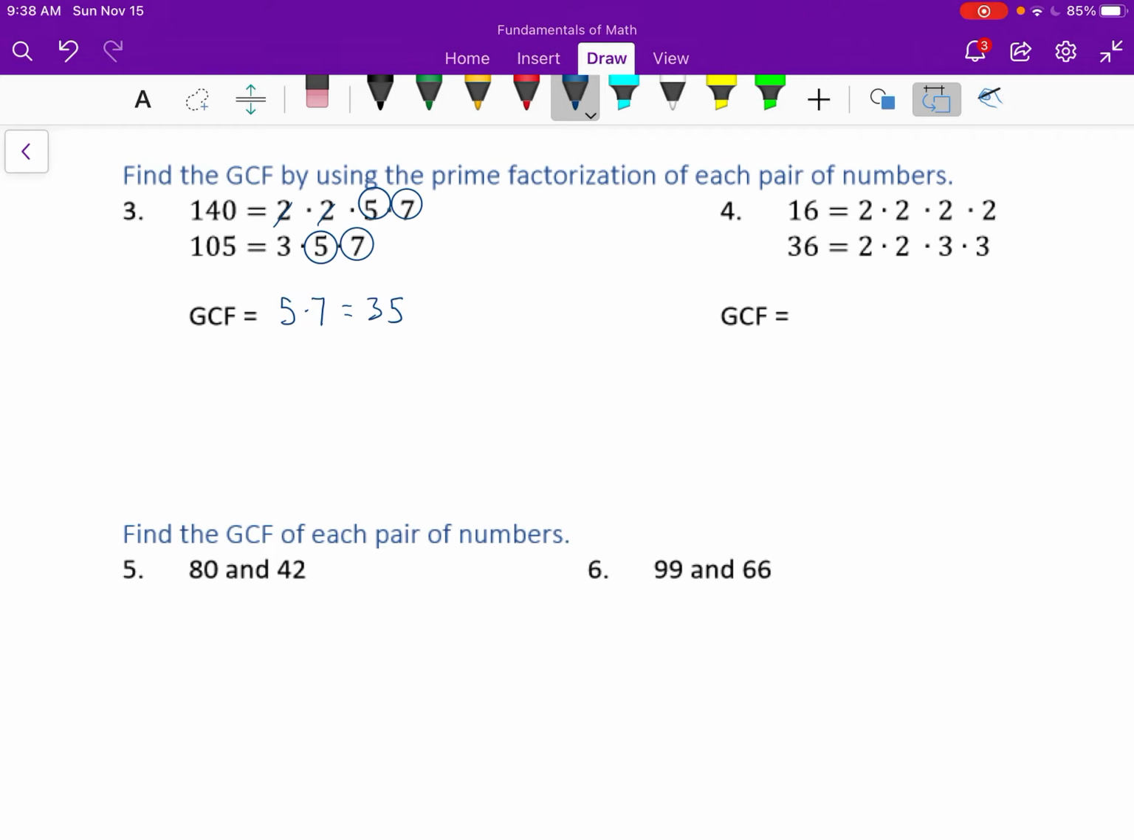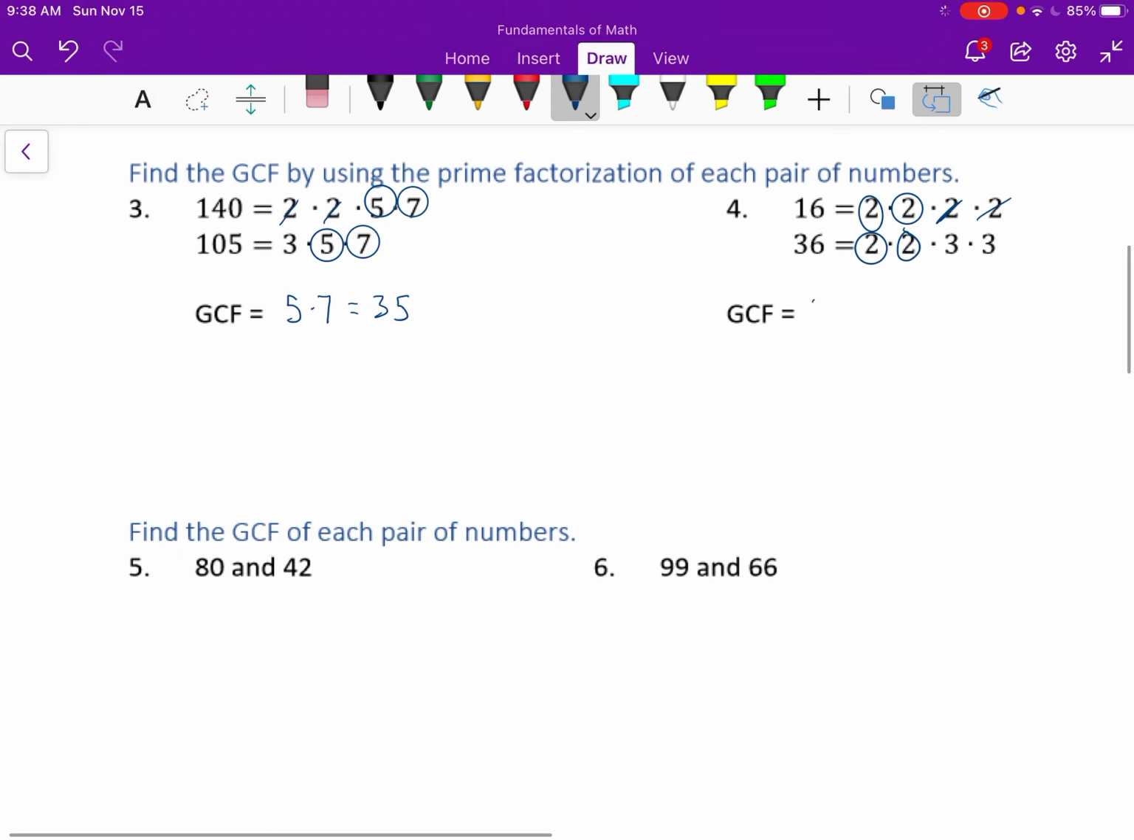Next one, we have 16, which is 2 times 2 times 2 times 2. And 36 is 2 times 2 times 3 times 3. You can circle here. We got some 2's in common, another 2 in common. This one is no longer in common. There are no other 2's, and that's it. So our answer is going to be 2 times 2, which is 4. So the greatest common factor is just 4.